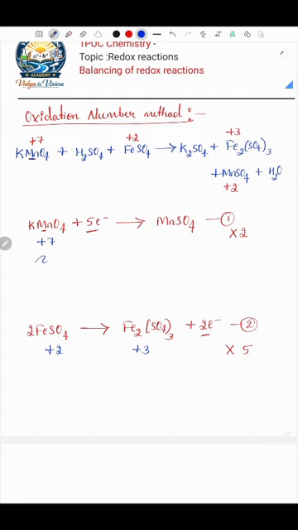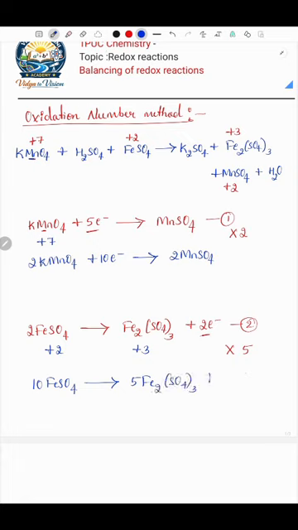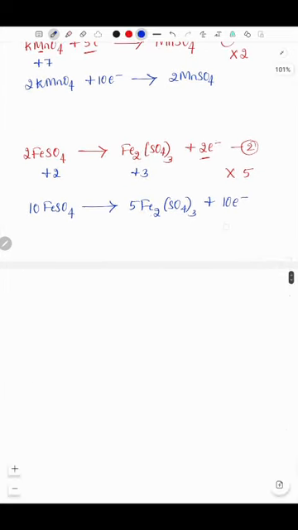After multiplying we will get 2 KMnO4 plus 10 electrons which gives rise to 2 MnSO4. Next, in this case we will get 5 2s are 10 FeSO4 which gives rise to 5 Fe2(SO4)3 plus 5 2s are 10 electrons. Later we have to merge both the equations.